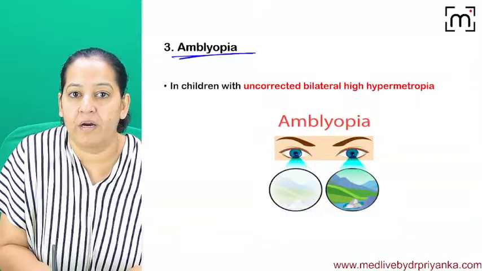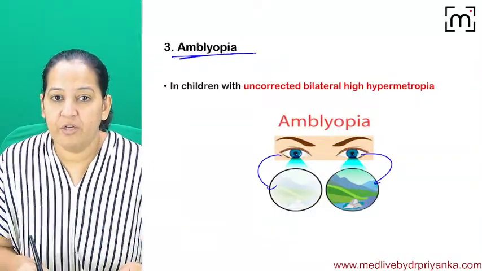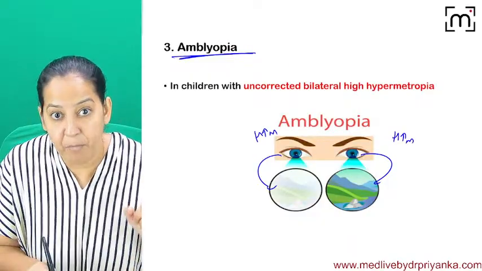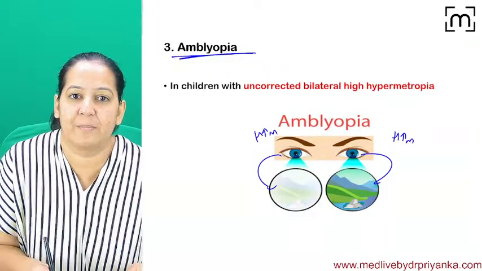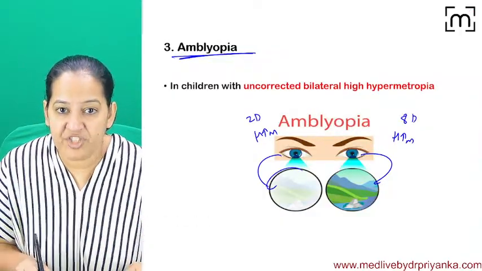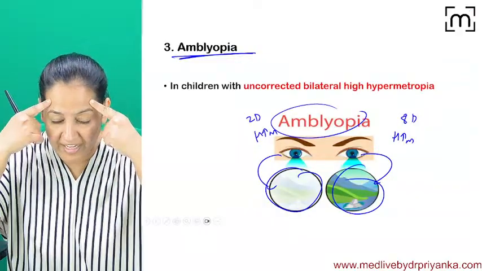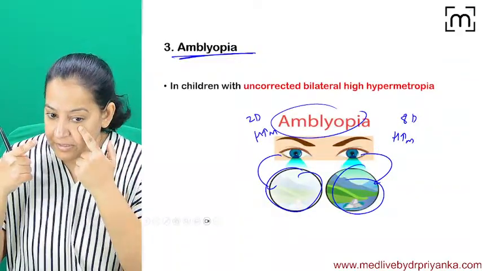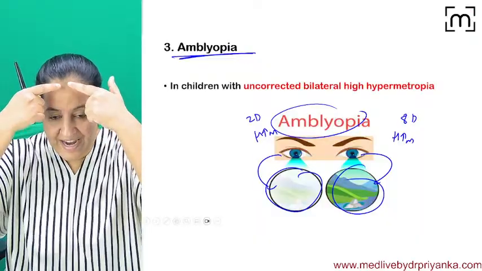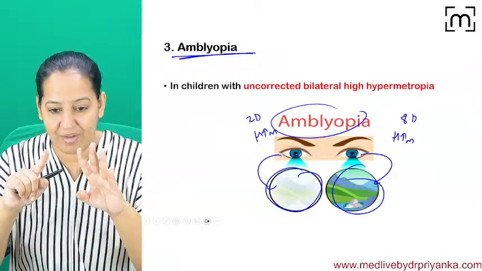Third is amblyopia. You know what is amblyopia? The two eyes have different vision. If both eyes are hypermetropic and the powers are drastically different, suppose here 2 diopter and here 8 diopter, the vision in the two eyes is drastically different. So two different images go to the brain, and the brain cannot interpret them normally. The images from both eyes go to the brain, and the brain doesn't interpret a double image. The brain interprets a single image because both images look the same.